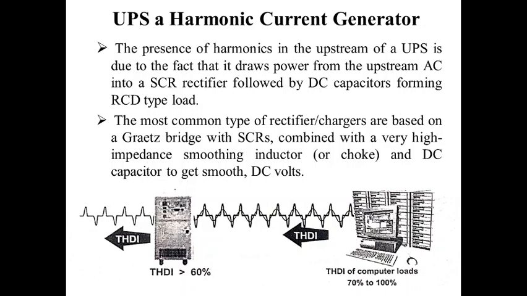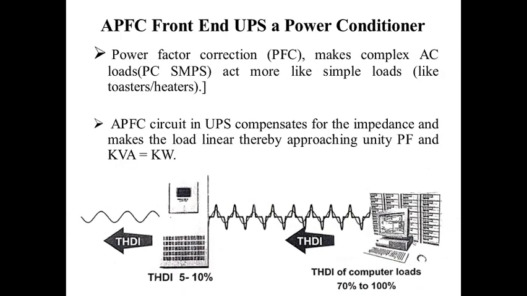So, the UPS as a harmonic generator. The presence of harmonics in the upstream of UPS is due to the fact that it draws power from the upstream AC into an SCR rectifier followed by DC capacitors forming an RCD type load. The most common type of rectifier or charger is based on a Graetz bridge with SCRs combined with a very high impedance smoothing inductor and DC capacitor to get smooth DC voltage.